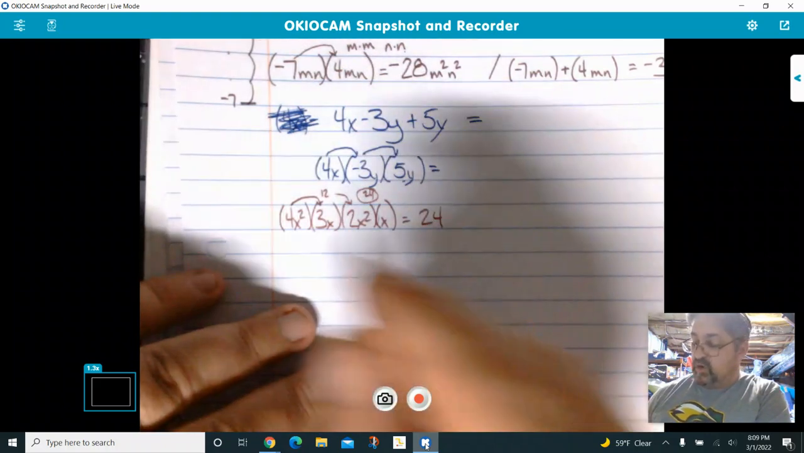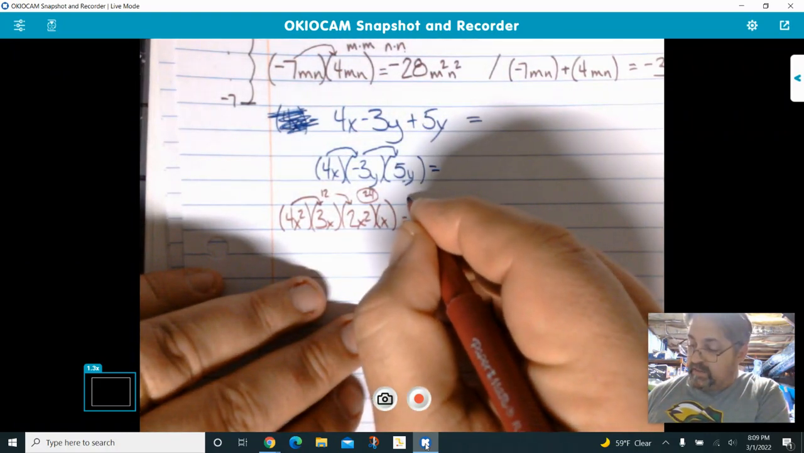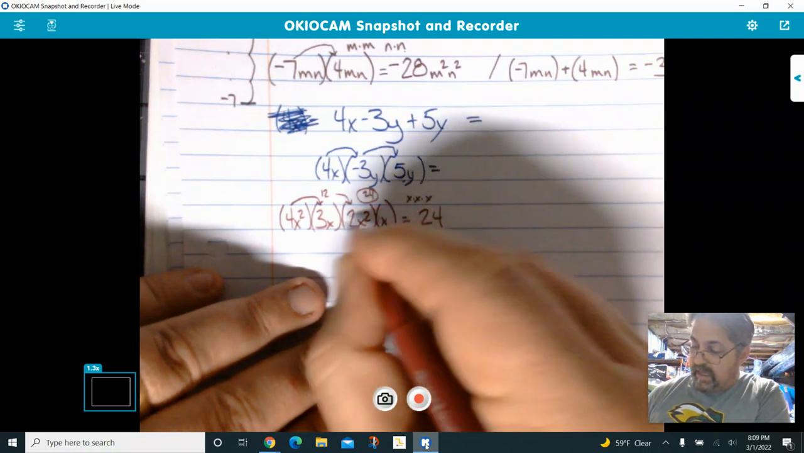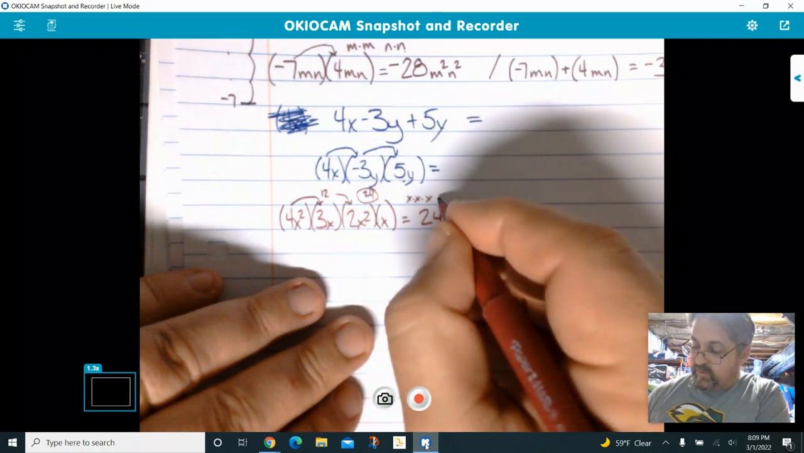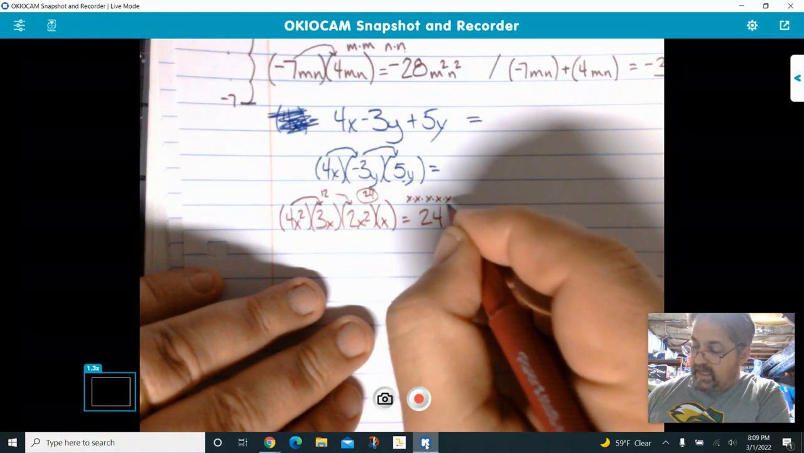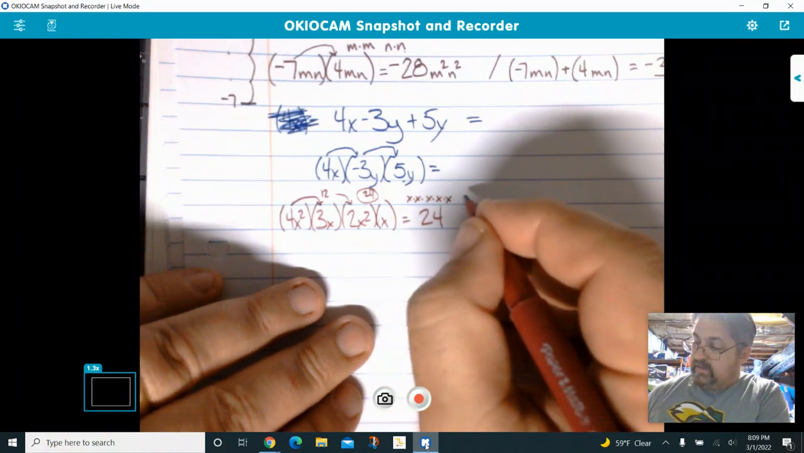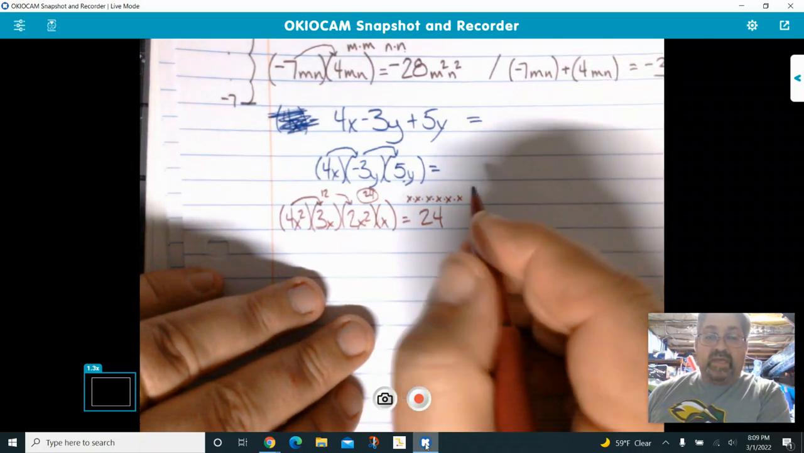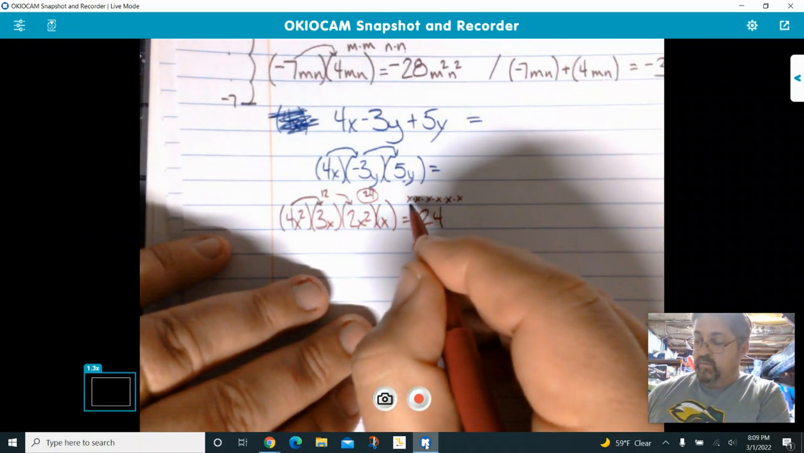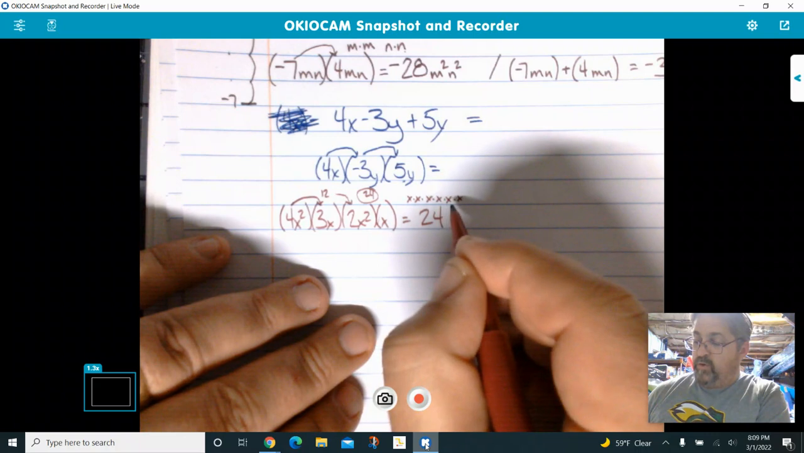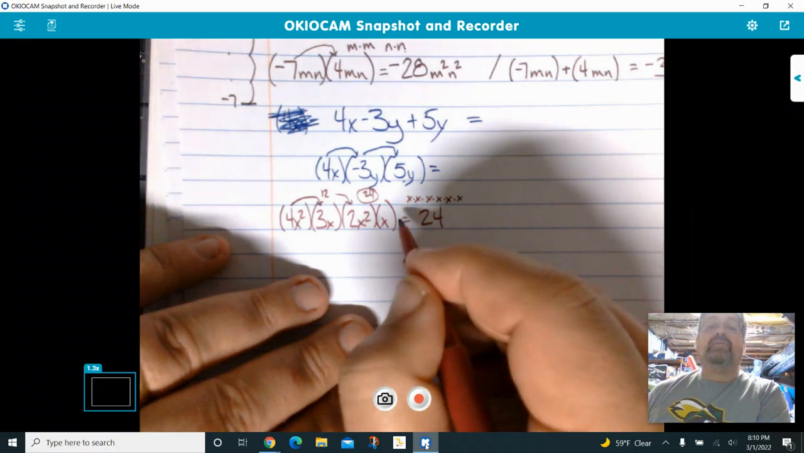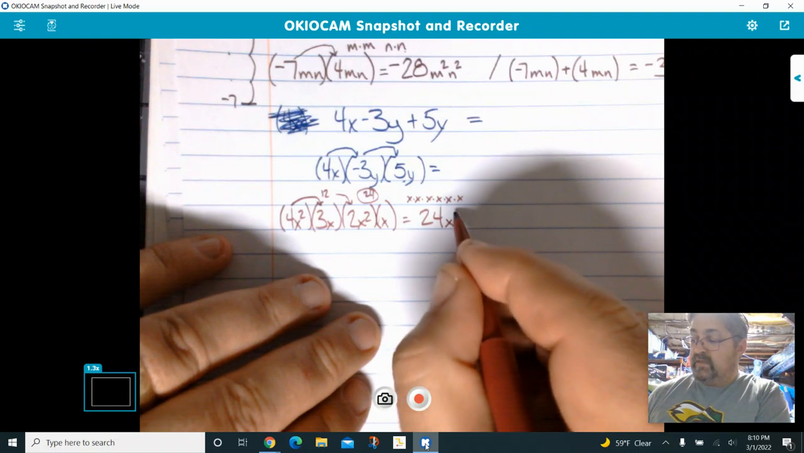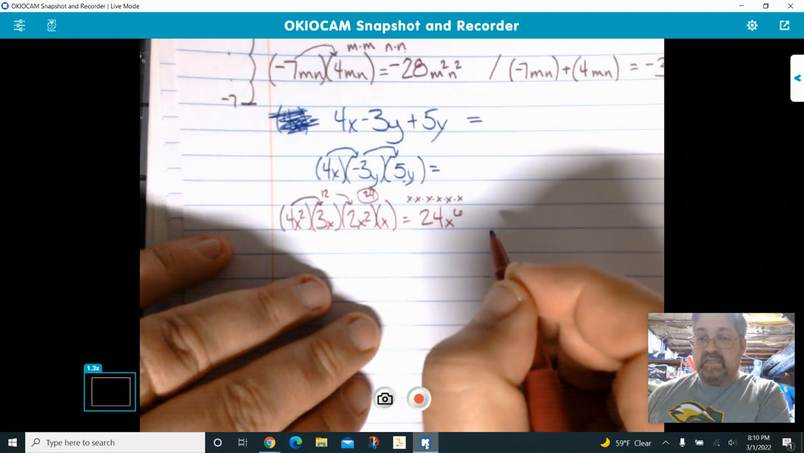Now we have to count up our x's, don't we? X squared is x times x, times x squared, another x squared, x times x times x. So how many x's do we have there? 1, 2, 3, 4, 5, 6. We have a total of 6 x's there. So that's 24x to the 6th.